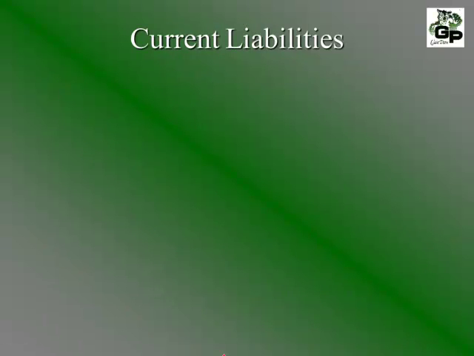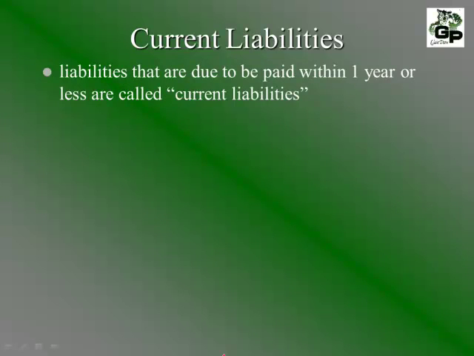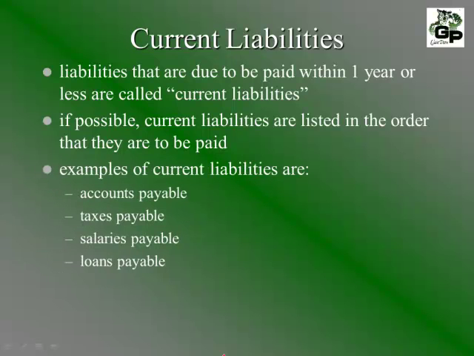Now let's talk about liabilities. The first new type of liability is a current liability. These are liabilities that are due to be paid within 1 year or less. If possible, current liabilities are listed in the order that they are to be paid. Examples of current liabilities are accounts payable, taxes payable, salaries payable, and loans payable.